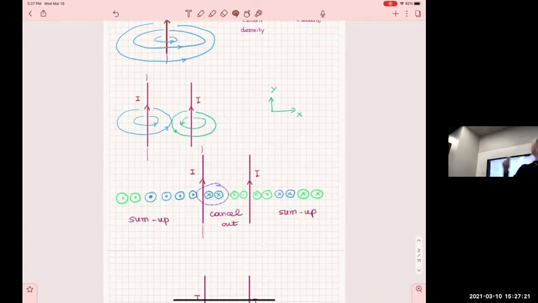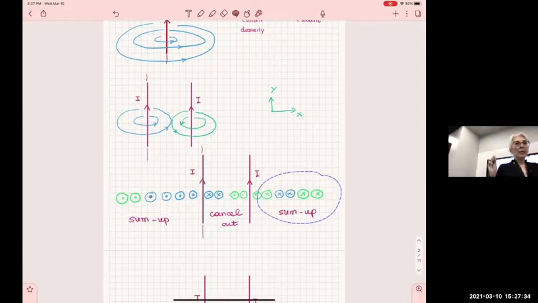But outside, on the left of the current to the left, and on the right of the current to the right, you see here in this and in this, the two magnetic fields have the same direction. So they will superimpose. So in these two electric current filaments, in between them, the field is the weakest, and outside of them, the field is the strongest.